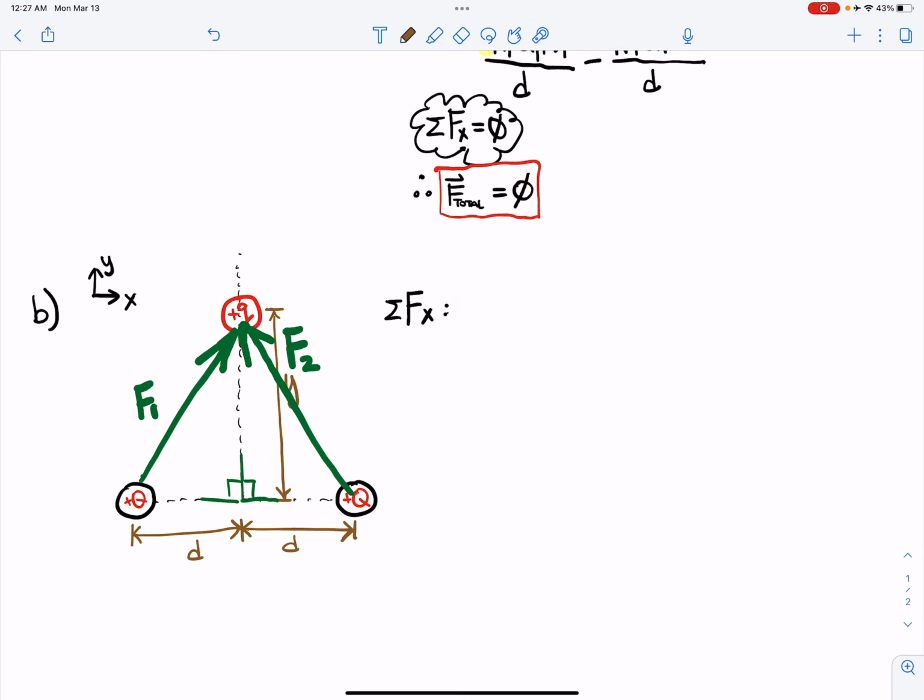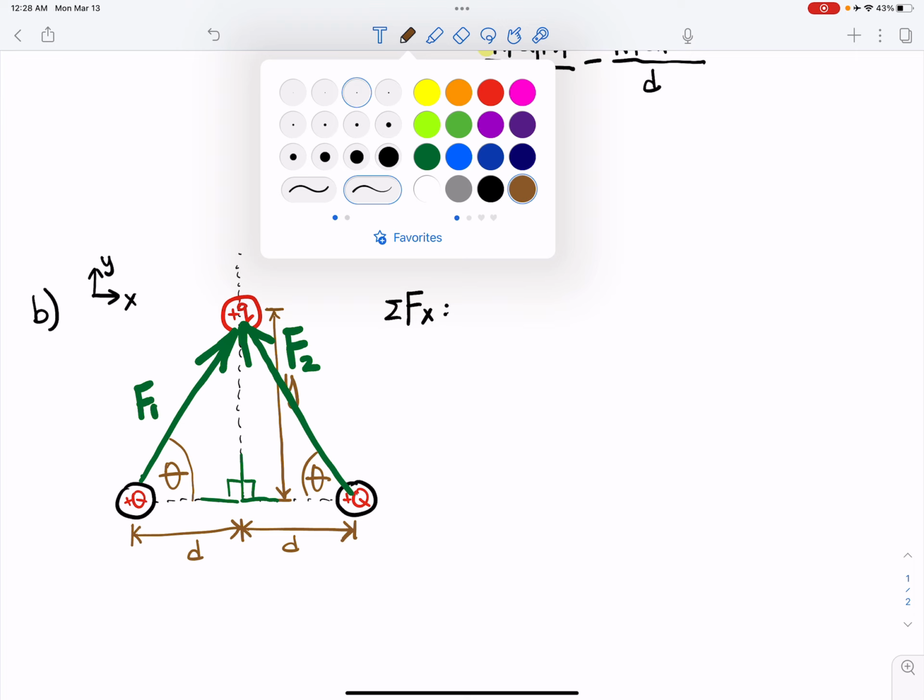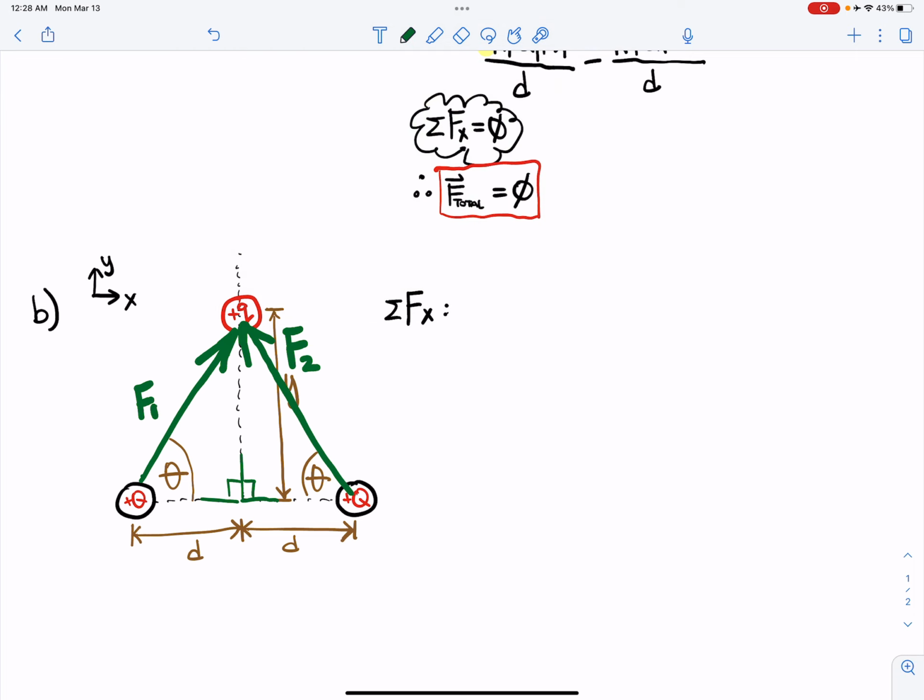Real quick, I'm going to call this angle theta. And they're going to be the same angle because this is the midpoint line. That dotted line is the midpoint, right? So I'm going to have components along for my F1 and F2, right?